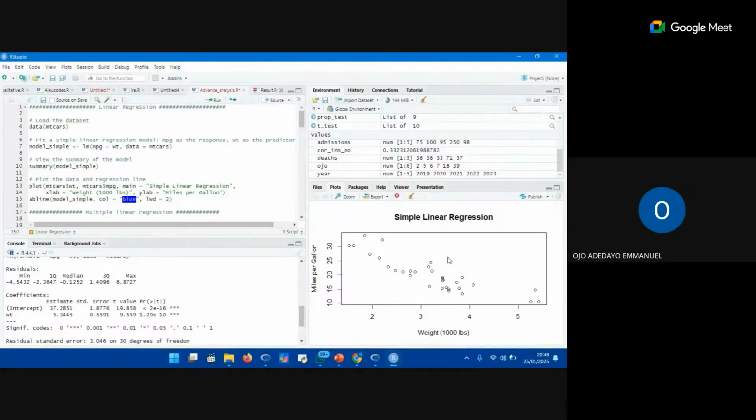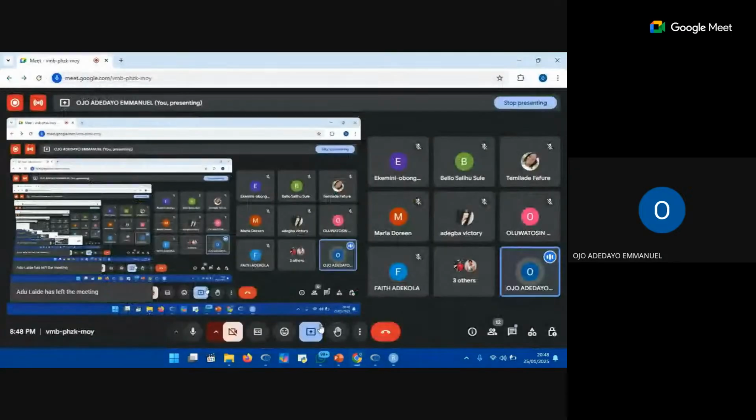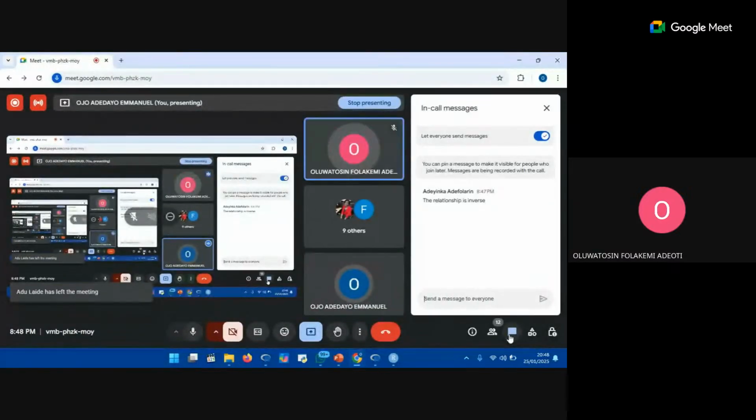So the relationship between the two is negative, even from the graph, because all those points are concentrated more from your right-hand side upward, not from the left upward. If it is from the left upward, that means it is a positive relationship. We checked that yesterday when we were doing our scatter plot for correlation. I don't know, maybe we understand that, please. What message do we have here?